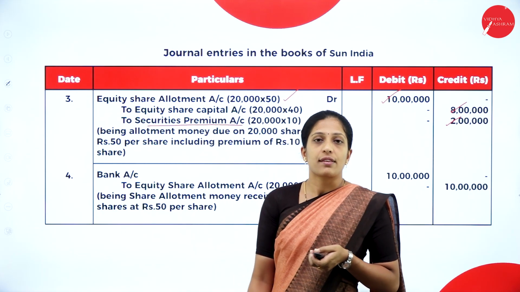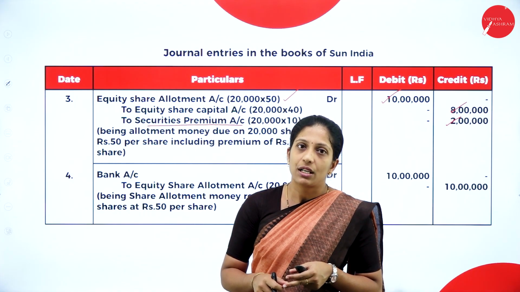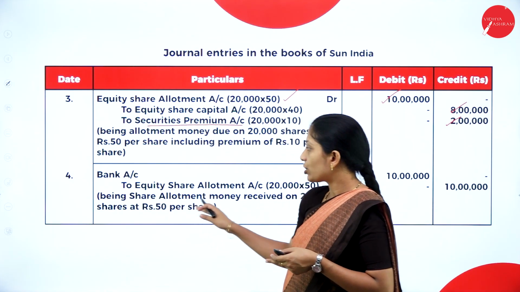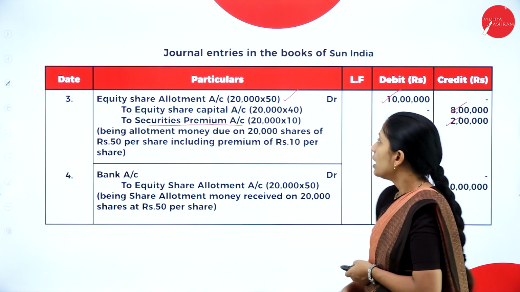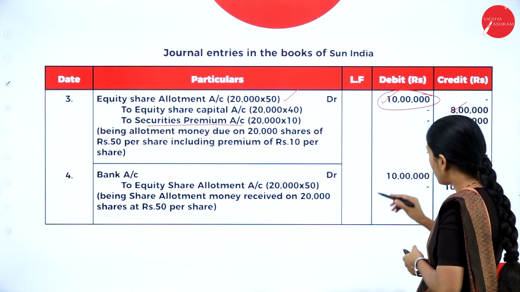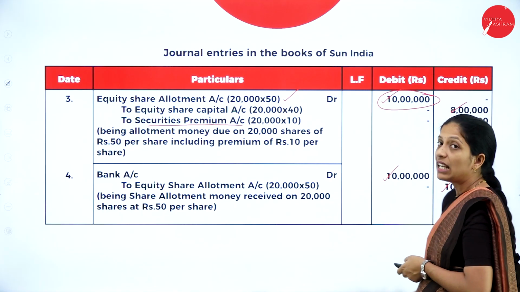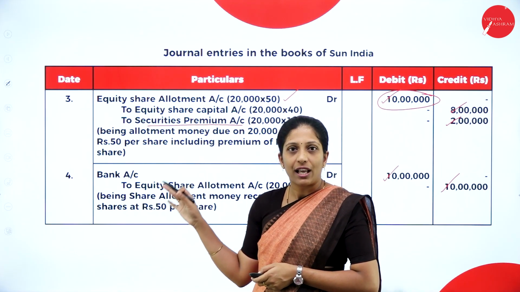Next entry is for receiving of allotment money. Your entry will be bank account debit to equity share allotment account. Narration: being equity share allotment money received on 20,000 shares. Whatever amount you have transferred to equity share allotment account, the same amount you are receiving, including premium, that is 10 lakh. So hope you are clear about the allotment stage.